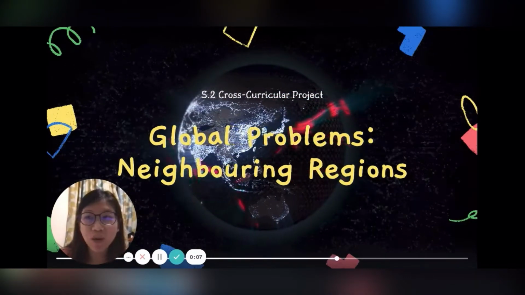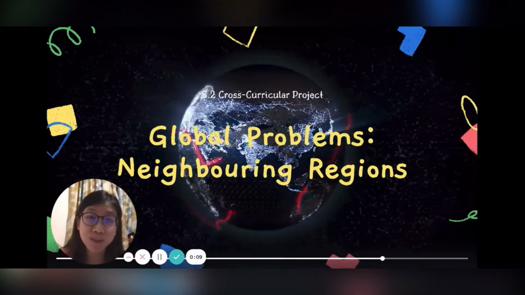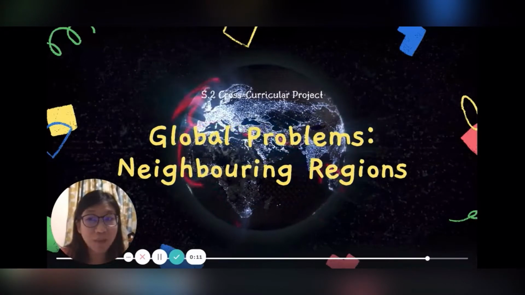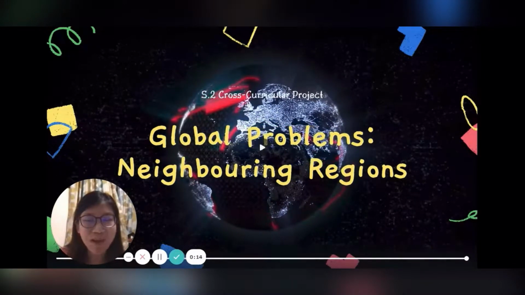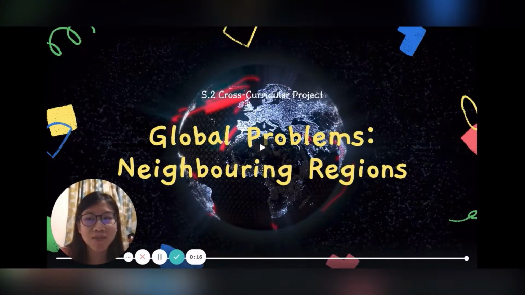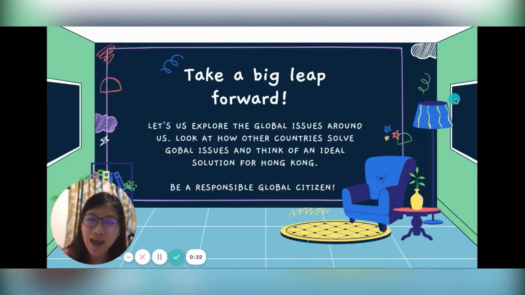Today I would like to walk you through the S2 Cross-Curricular project. As you can probably tell from the title already, yes, we're going to address some global issues by looking into the neighboring region. As global citizens, let us explore the global issues around us. Look at how other countries are solving global issues and think of an ideal solution for Hong Kong. This is how we become responsible global citizens.